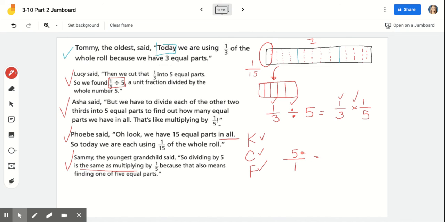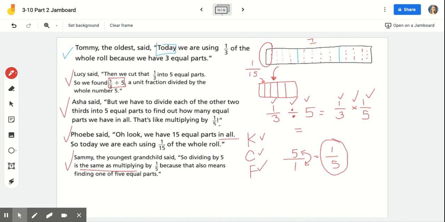And 5 ones flipped, if I were to flip the numerator and the denominator, the denominator would be turned into the numerator. 5 would be written as the denominator. And we would be left with 1/5. 5 flipped is in fact 1/5. KCF, yep. And then our final answer, what we wanted to know in the beginning, is how much of the roll does each grandchild get?